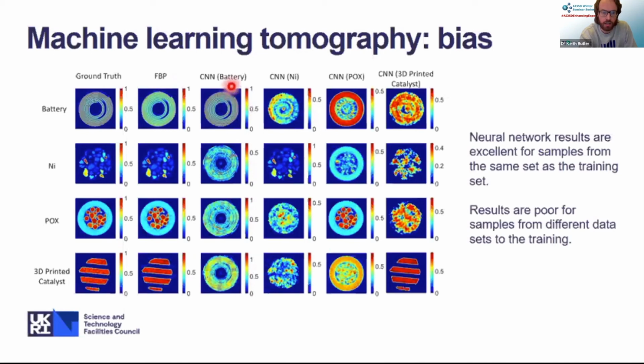And what you find is that if the ground truth is battery and then you want to predict battery, the CNN works really well. But if the ground truth is battery and you've trained your model on, let's say, the catalyst bed, it performs absolutely terribly. So you've got a clear bias based on your training data here. And this means that you can't necessarily trust your model.